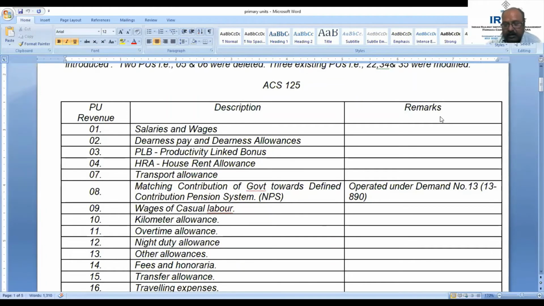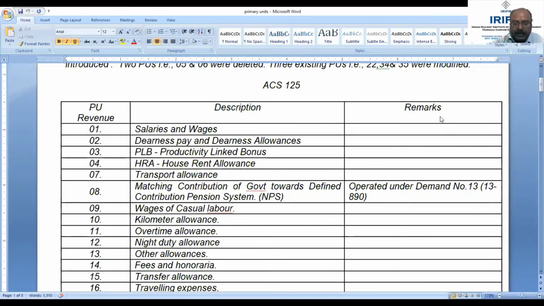It is operated only under demand number 13, not in any other demand, because demand number 13 is pension and other retirement benefits. This is the matching contribution of government towards the defined contribution pension system. Okay. And 09, this is also not an operation, wages of casual labor.